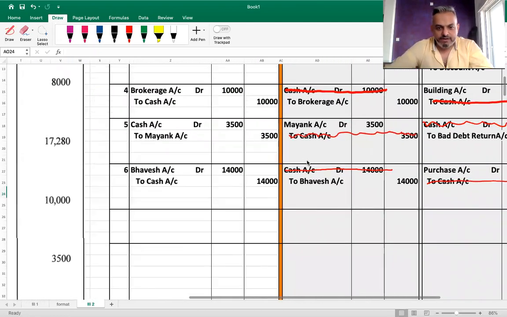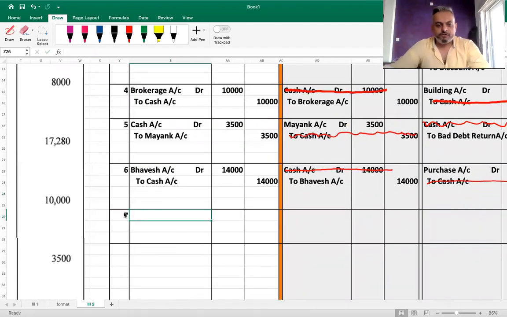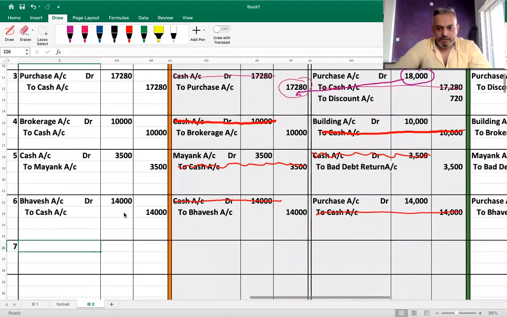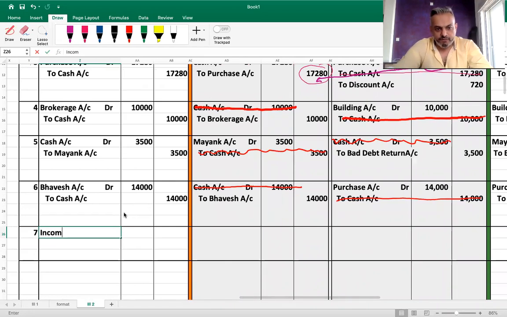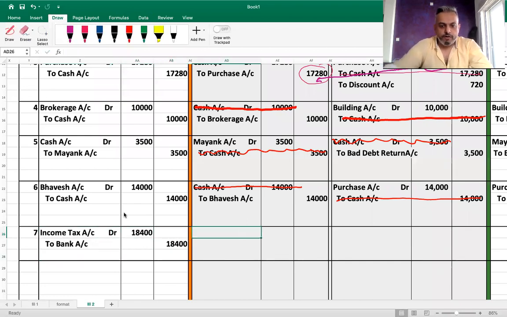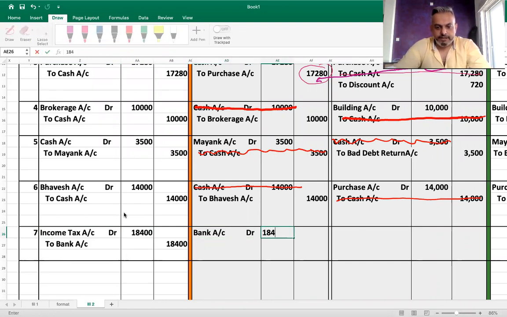but the wrong entry is income tax to bank. Amount is 18,400. So let's record the wrong entry first. Income tax account debit to bank account 18,400. Bank account debit, we reverse it, 18,400 to income tax account.